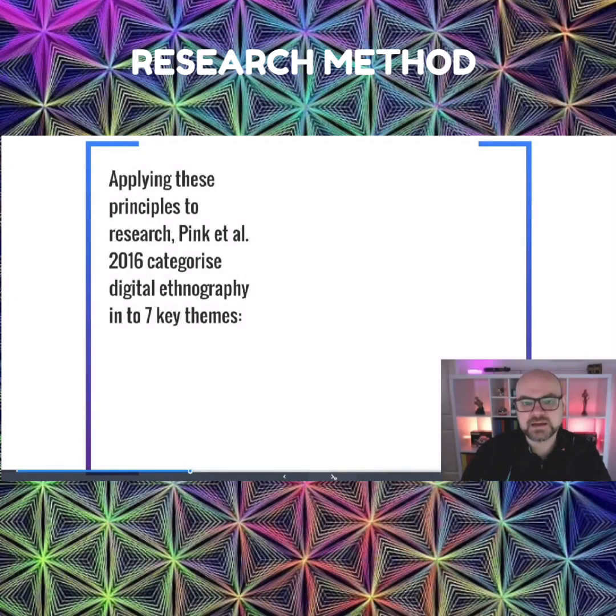Okay. In the next part of this lecture, and I might cut it into two parts there. So if you're coming back to the second part, hi. In the second part, we're going to be applying these key principles to the 7 key themes or categories that Pink et al. divide their book into.